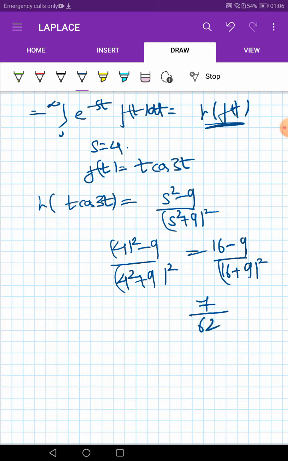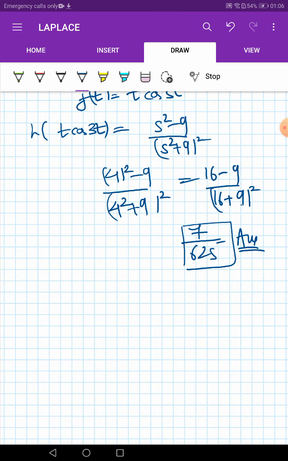So 16 minus 9 will be 7 and 16 plus 9 will be 25. 25 squared is 625. So 7 by 625 is the answer. Okay, and so you can solve such problems by this method.